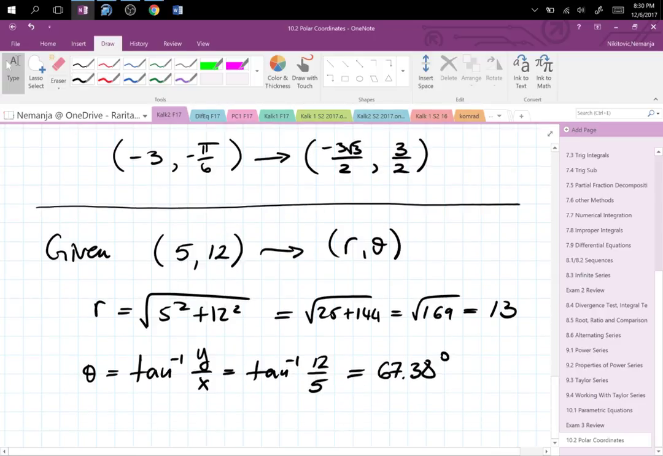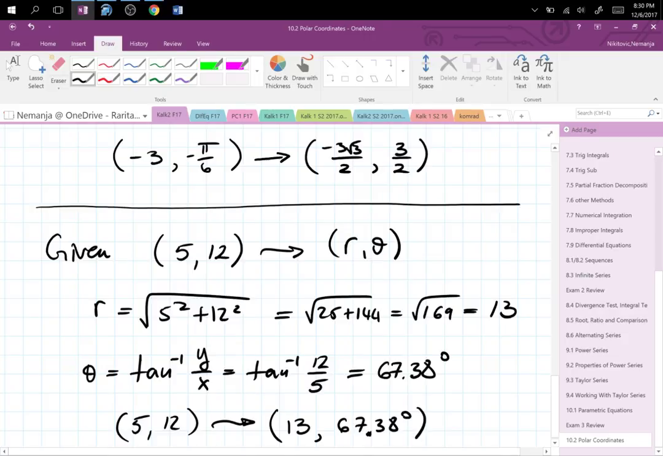So now, your point 5, 12 converted into 13, 67.38 degrees. If you want to graph this, you are going to locate 67.38 degrees, draw a line, and then go 13 and swing to snap to the line. It's very, very simple.